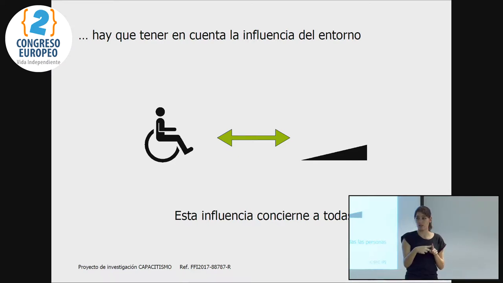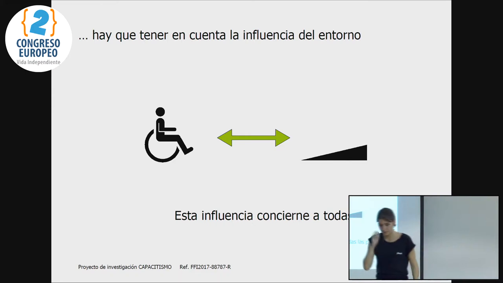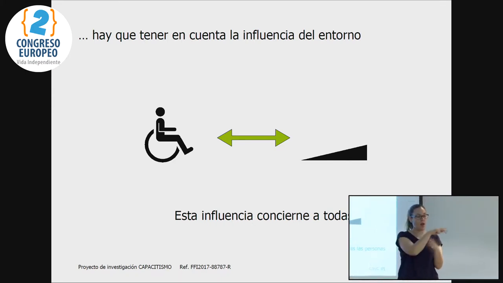But let us look at the surroundings. Instead of a stair, we have a ramp, and so these are favorable surroundings, and that person may go up that ramp. And this can happen to anybody, not just to people with functional diversity. Anybody who goes to a country where they don't speak the language has a disability to be able to speak with other people. So sometimes the surroundings are hostile to anyone for whom they have not been considered.